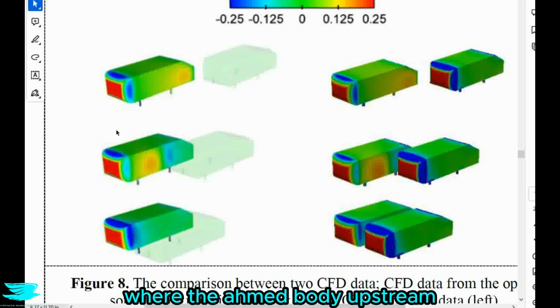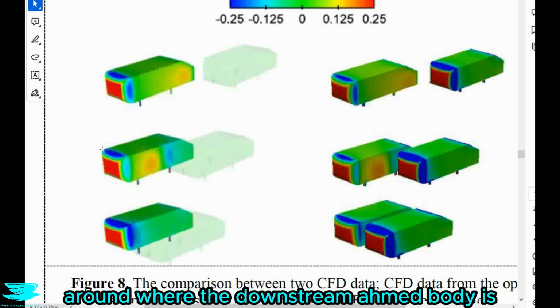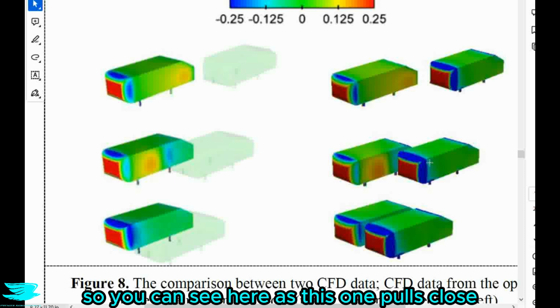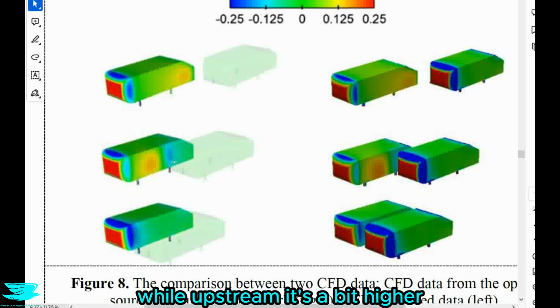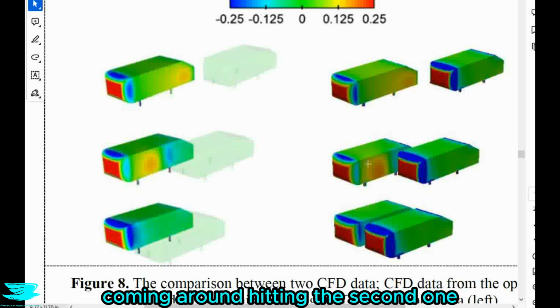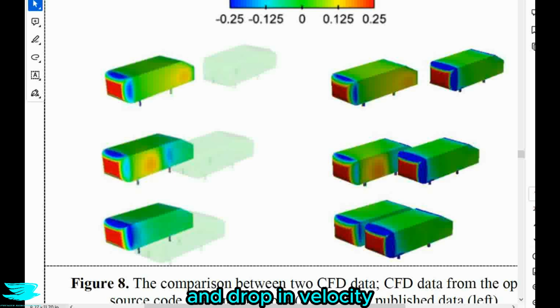in the middle images, where the armored body upstream experiences a low pressure coefficient around where the downstream armored body is, and the surface just upstream experiences a high pressure coefficient. So you can see here, as this one pulls close, this pressure drops while upstream it's a bit higher. So I think the flow's hitting this first one, coming around, hitting the second one, and then has to go through the middle here and drop in velocity.